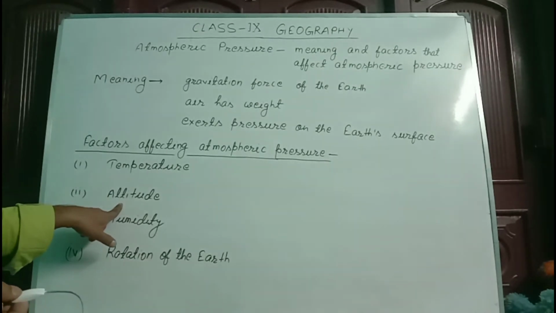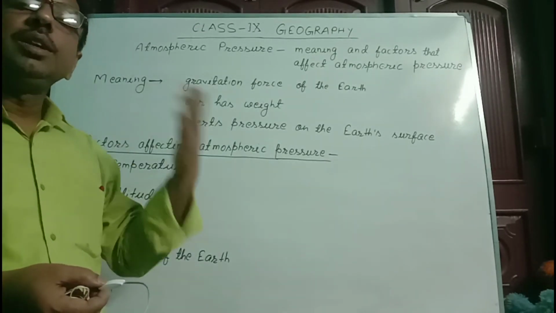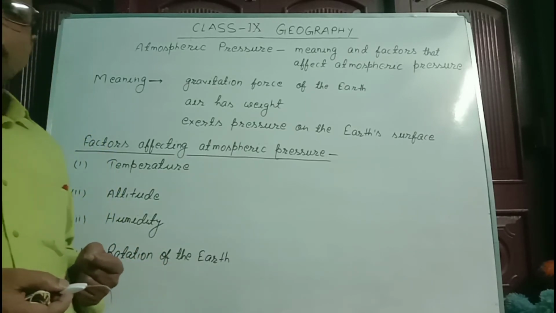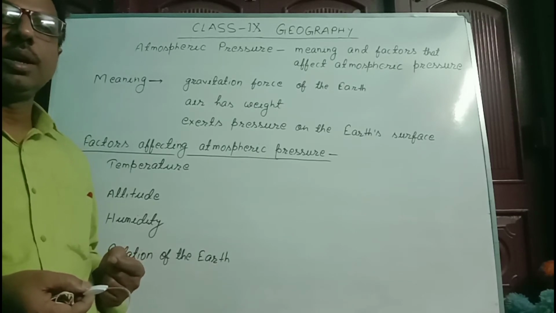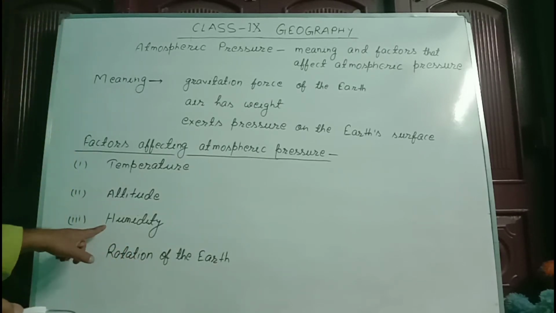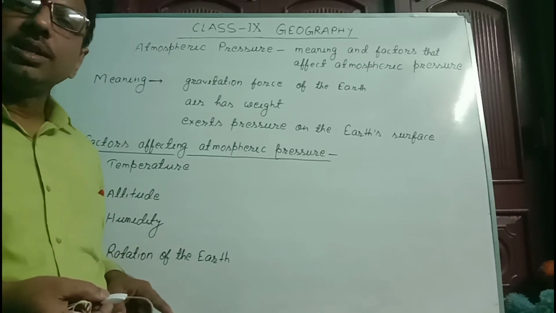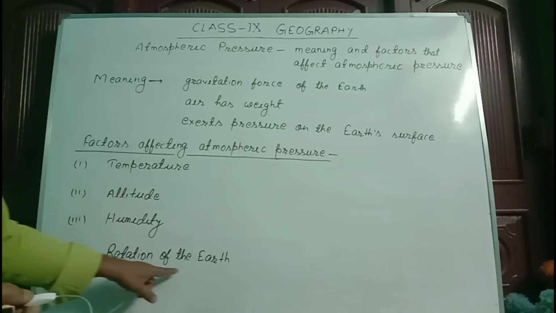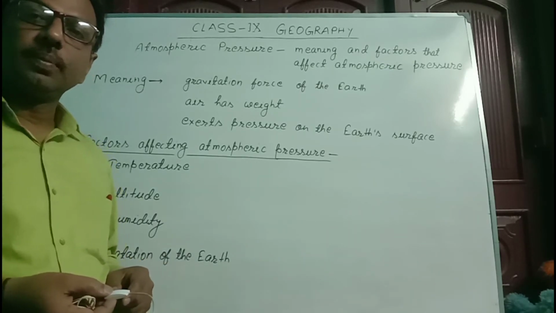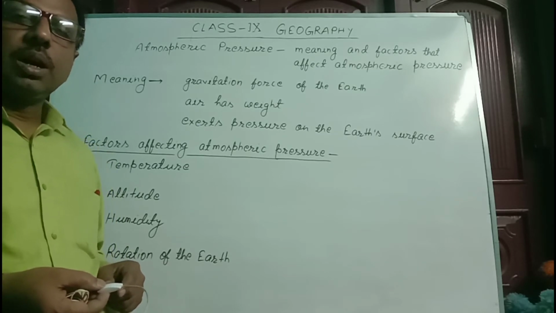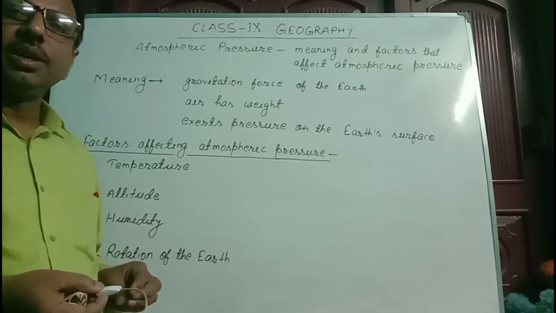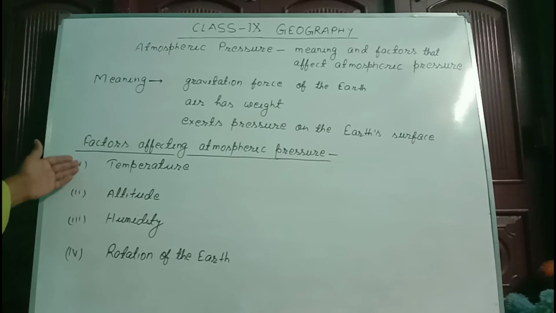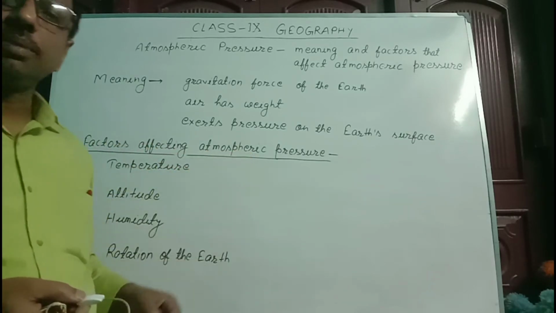Regarding altitude, altitude means height. As height increases, air pressure decreases. So at the height there is a lack of air, lack of oxygen. Humidity. Humid air has less air pressure, but dry air has high air pressure. Similarly, rotation of the earth also affects air pressure. Due to rotation of the earth, the air pressure decreases nearby the equator and it increases on the poles. So these were the factors that affect the atmospheric pressure.